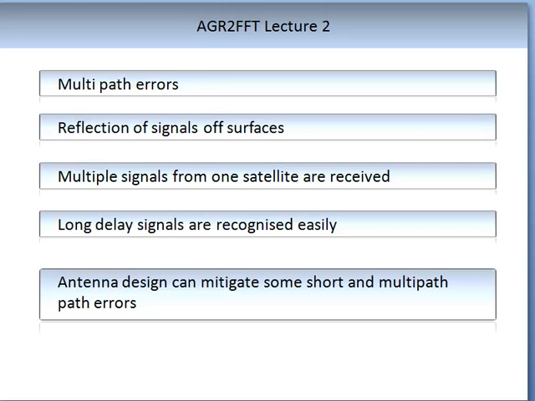Multipath errors are errors that occur when signals reflect off surfaces. Multiple signals from one satellite can be received, and this also results in a multipath error. Long delay signals are recognized easily when they occur. Antennas can be designed to mitigate some of the short multipath errors that may occur.